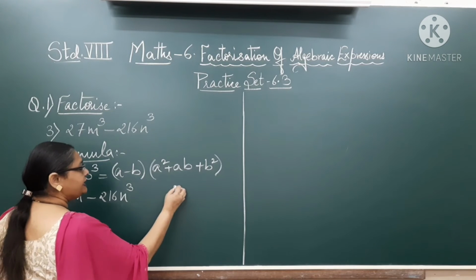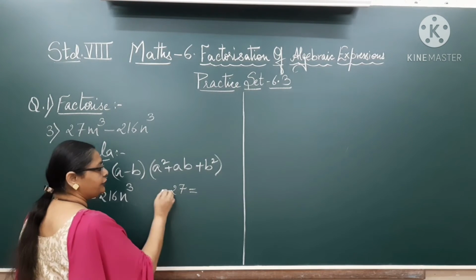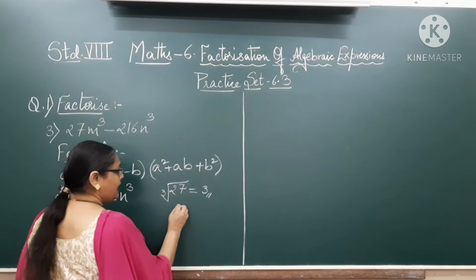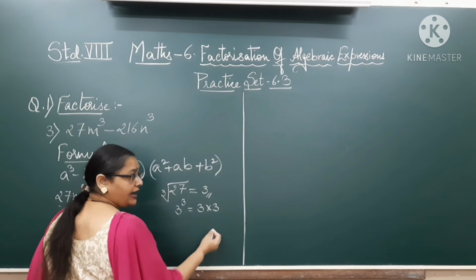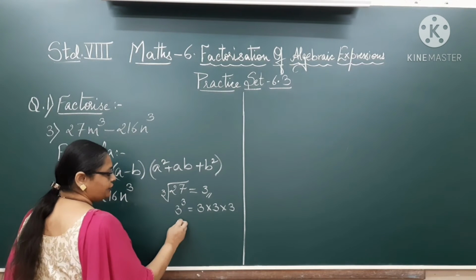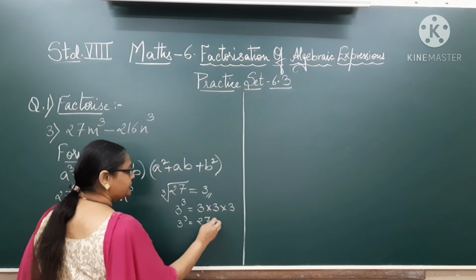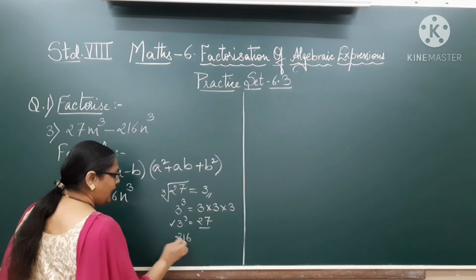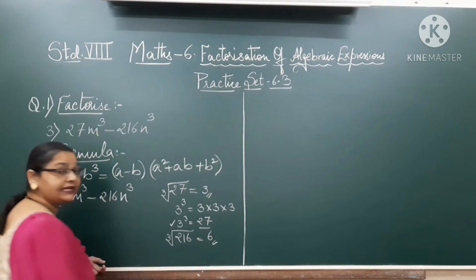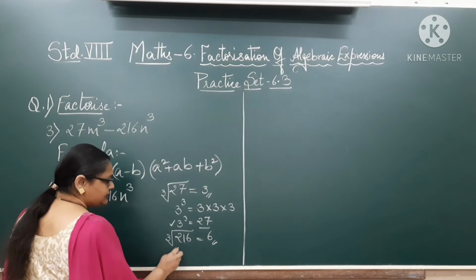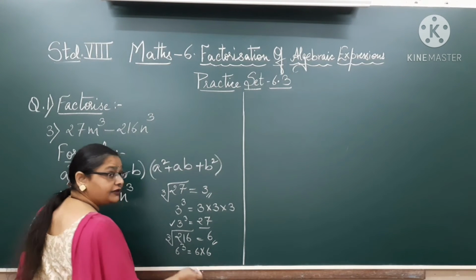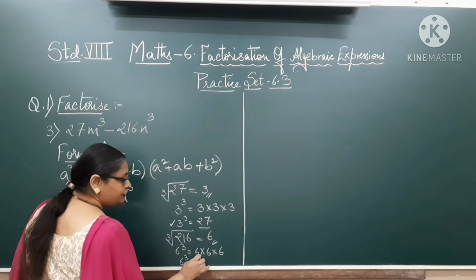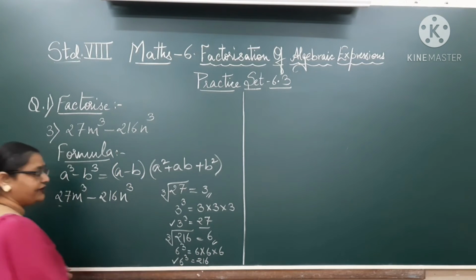So I need to find out the cube root of 27, which is equal to 3. So 27 can be written as 3 cube, because 3 3s are 9, 9 3s are 27. So instead of 27, I can write 3 cube. The same way, for 216 I have to find the cube root of 216, which is 6. I know 6 cube: 6 6s are 36, 36 6s are 216. So instead of 216 I can write 6 cube.